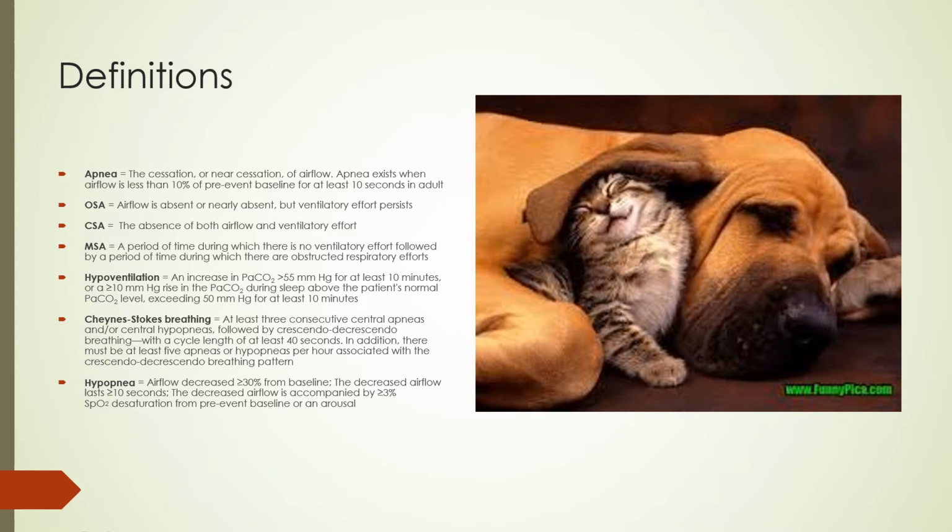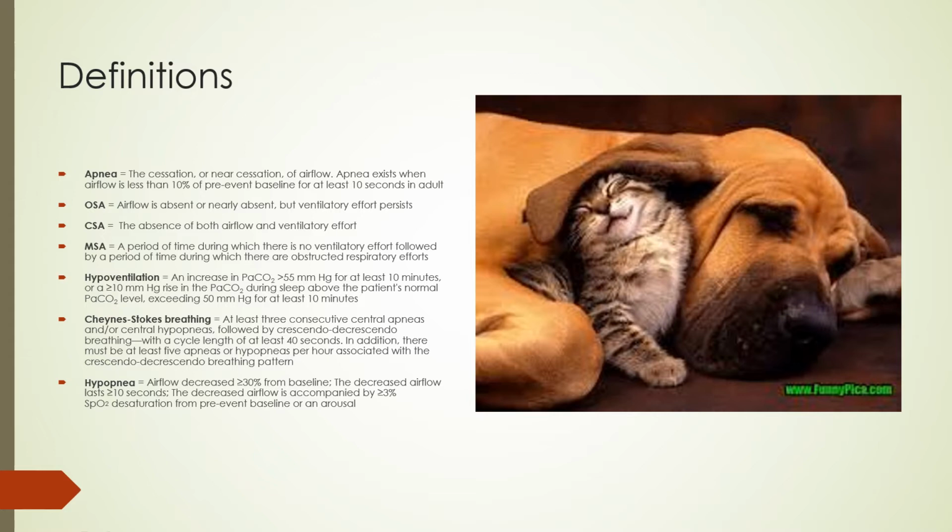Now, mixed sleep apnea, MSA, is a period of time where there's no ventilatory effort, like we talked about before. It starts off as a central, where there's no respiratory effort and no gas flow. And then, after that subsides, they go into an obstructive episode, where now their belly's trying to pull in a breath, but their airway is obstructed by their tongue. So they have a central followed by an obstructive apnea. So mixed sleep apnea is a central followed by an obstructive.